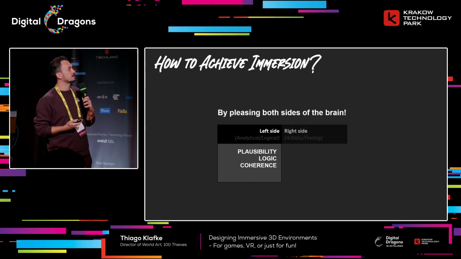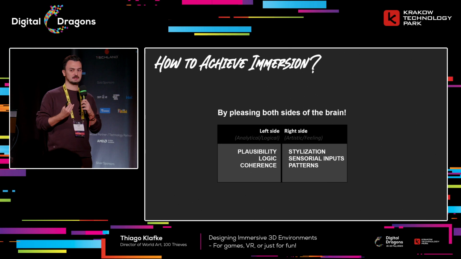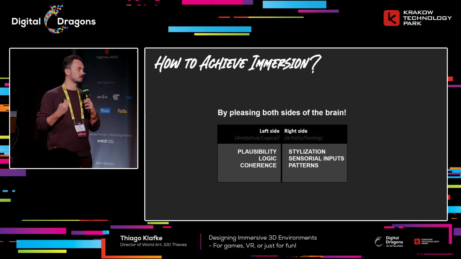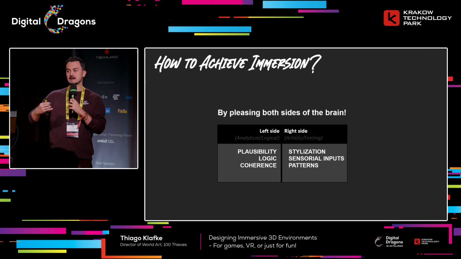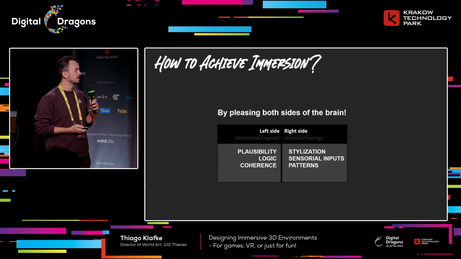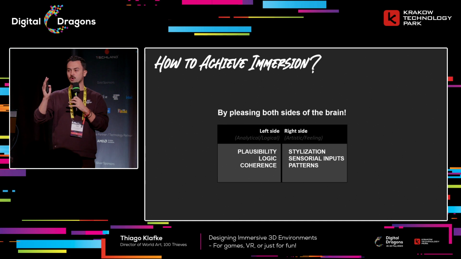And the other side is the artistic side, the right side. This is pleased when things have a little stylization, and I'm going to explain more what I mean by this. By sensorial inputs, like sound and vision, right? Like pleasing the eyes, pleasing compositions, all the art fundamentals and patterns. I think the brain is very pleased when things repeat, when they have order.